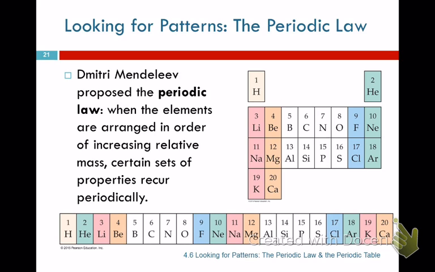So why is it called the periodic table? Because properties repeat periodically. That's where the name for the periodic table of the elements comes from. Okay? And it had mostly to do with reactivity.